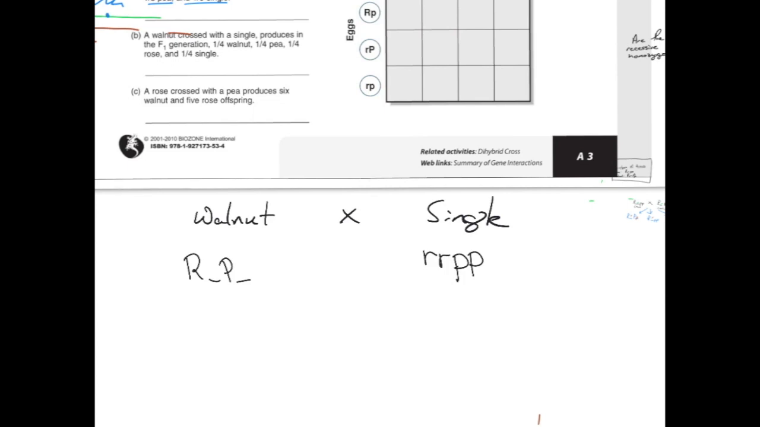So I would write it down here. Maybe use a different color. Choose brown. And just write the genotype of what you know. You know you have walnut, right? What else? What's the other one? And that's what you know. What else do you know? You know part of their genotypes, right? Walnut is big R, little r, big P, blank.